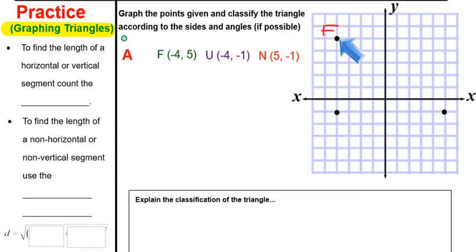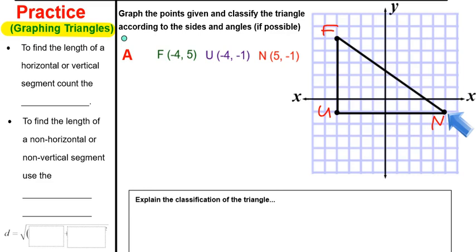And then I graphed U, which was back 4 and down 1. So I'm going to label that point U. And then I graphed the point N, 5, -1. So from the middle, always measuring from the middle, we go to the right 5 and down 1. And that point we're going to label N. And now we're going to draw those lines. So get out your straight edge if you like. Otherwise, I'm just going to connect those guys with my lines. And we will measure the sides.